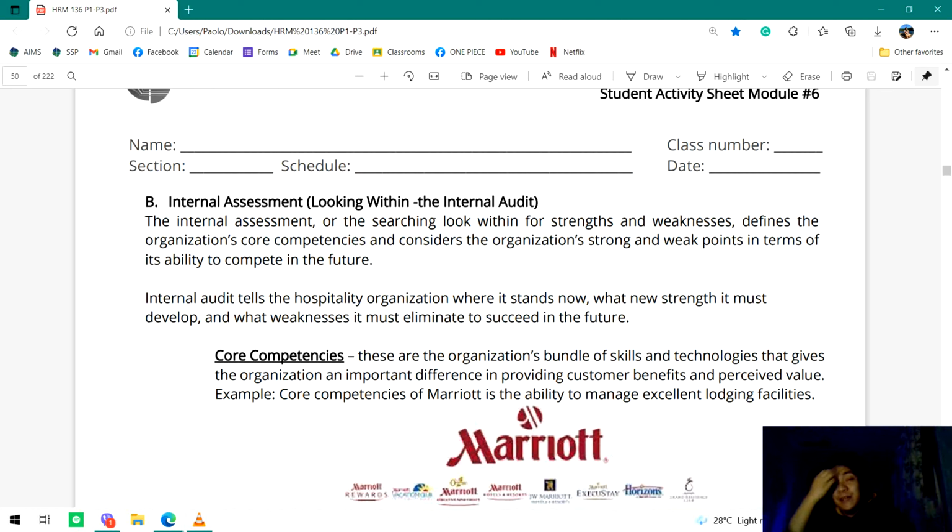'Di ba parang ganun din naman tayo sa pagmamahal ng ating mga jowa, 'di ba? Mga inyong mga partners or relations. You have to know yourself first in order for you to better show or express what you really want to say, 'di ba? Or to better love another human being. You have to know yourself first. And same thing goes with trying to be the best or trying to exceed guest expectations. You have to know yourself first.